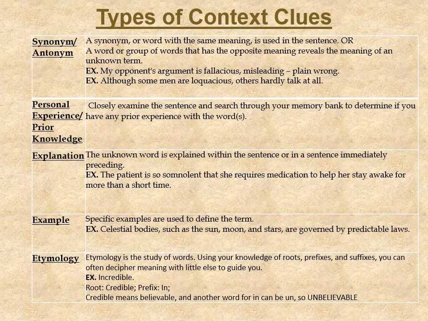Second to last strategy there is example. Sometimes there's specific examples included that help define the term. And the example we get is an example sentence to practice this example strategy. Celestial bodies, such as the sun, moon, and stars, are governed by predictable laws. So that list, those examples there, sun, moon, and stars, we can establish a celestial body is an object in space at the very least, right?